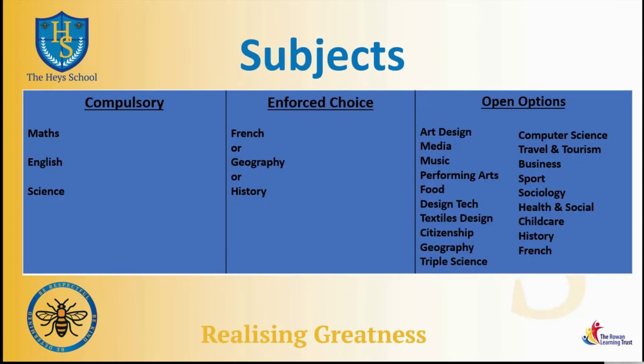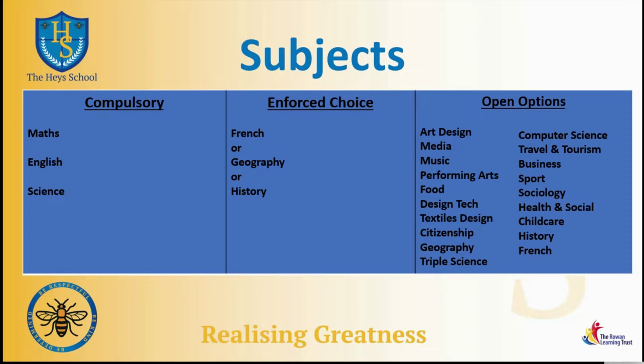As you can see here on the table, the compulsory subjects, which we found at nearly all schools, are maths, English and science. All students will take maths, English literature and language, and a combined science. This is where you will gain 2 grades for science, having studied chemistry, biology and physics.